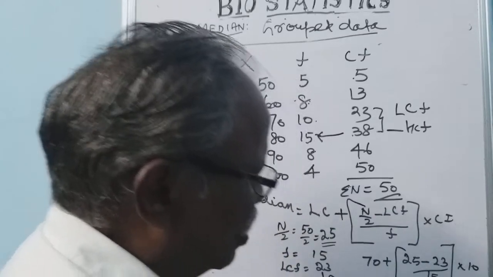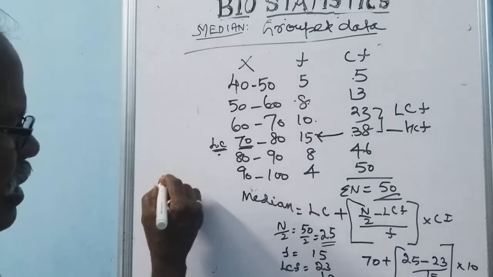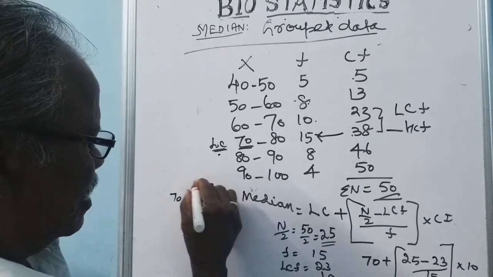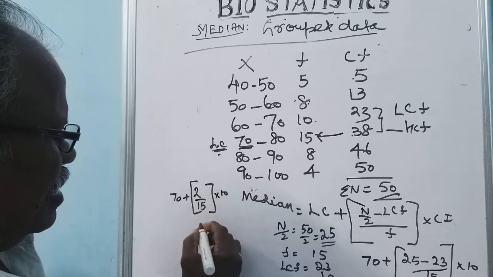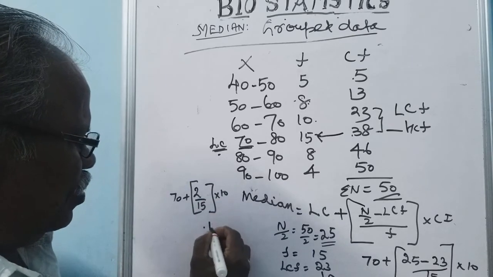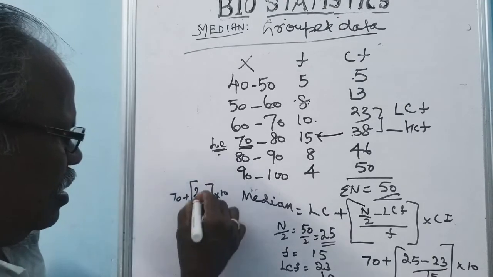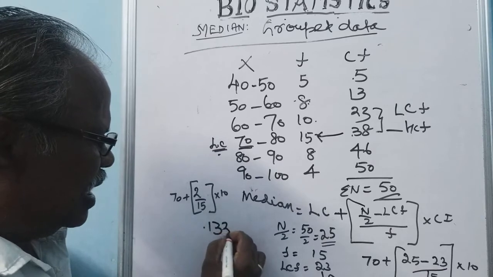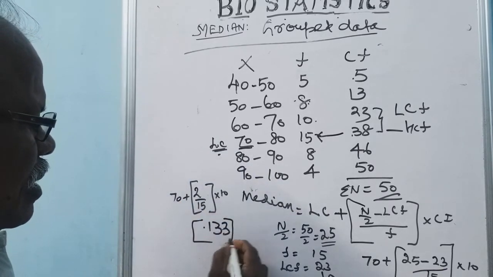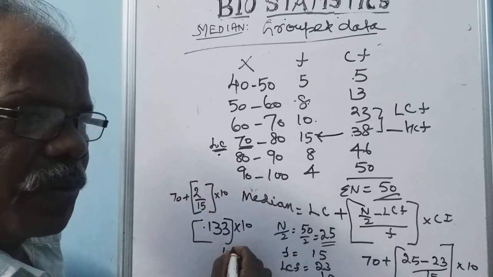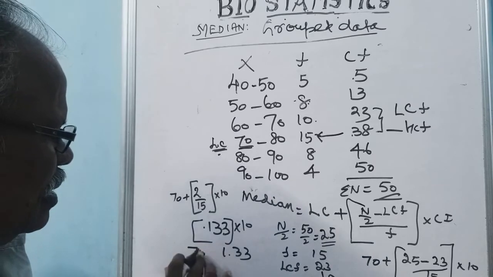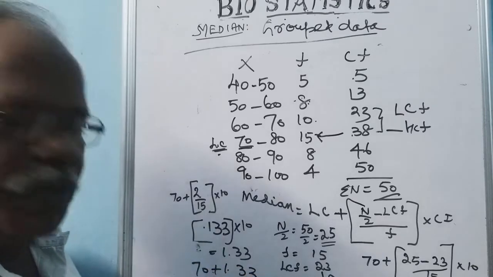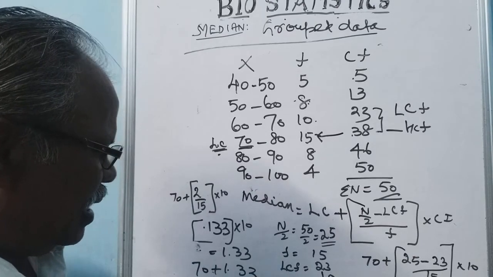25 minus 23 is 2 by 15. Here I will write 70 plus 2 by 15 into 10. 2 by 15 comes to 0.133, and multiplied by 10, it will be coming to 1.33. Then 70 plus 1.33 is 71.33. This is the median.